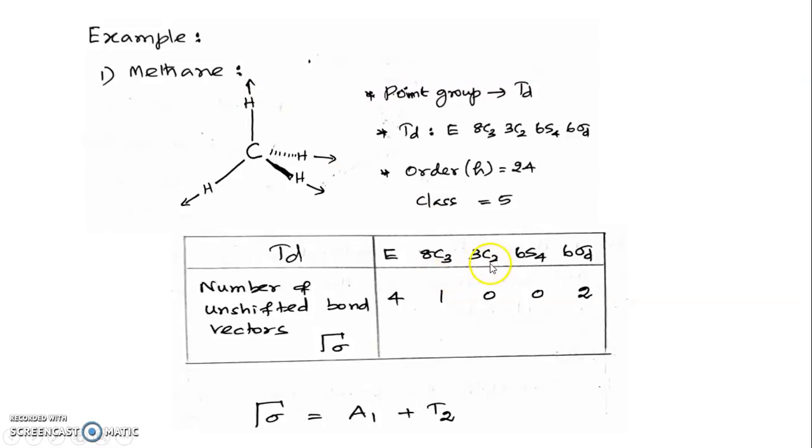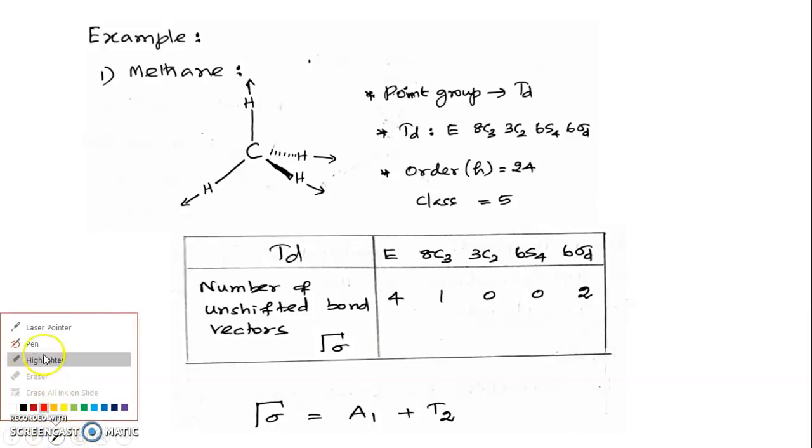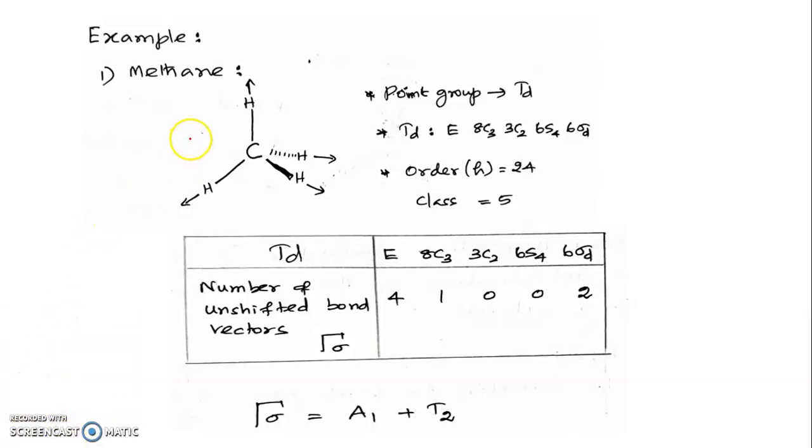Then what about C2? You know very well the C2 axis passes between the 4 hydrogen atoms. For example, I'll show one C2 axis here. We have discussed this already, but anyway, I'll show you. This C2 axis passes through the centers of these two hydrogens as well as the centers of these two hydrogens. If you rotate by 180 degrees, this bond will come here, this bond will go here, and this bond will come here, and this bond will go here. Therefore, all the 4 bond vectors get shifted. So the number of unshifted bond vectors is 0.